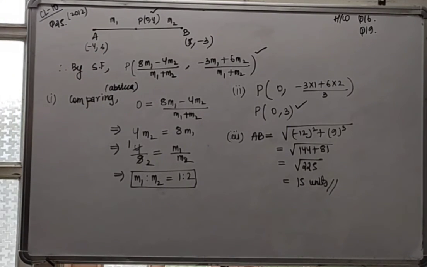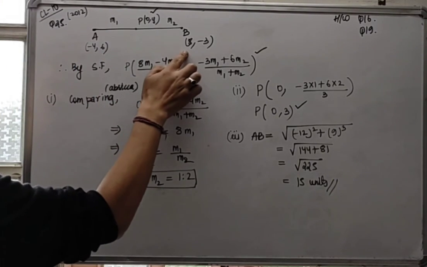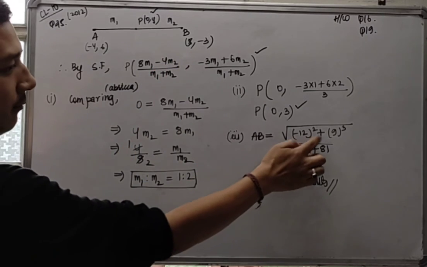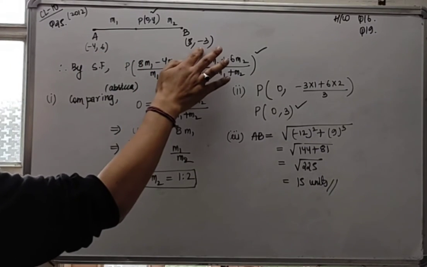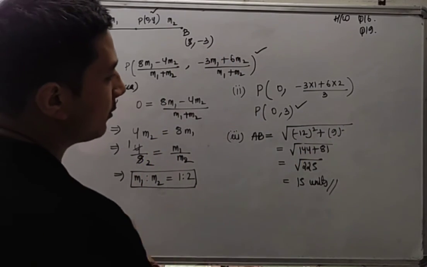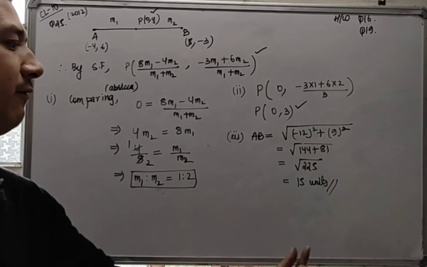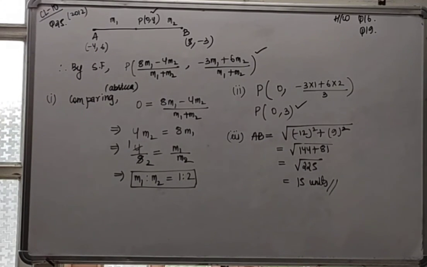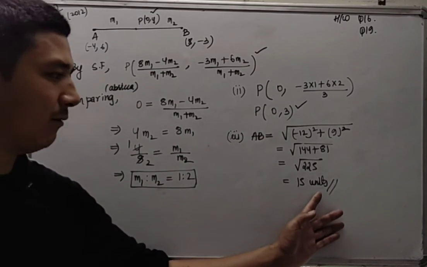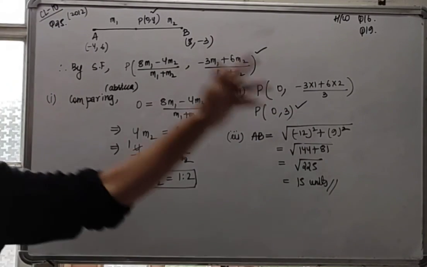And the last one is the distance between AB. So use the distance formula. The distance formula is this: -4 minus 8 means -12 whole square, plus 6 minus of -3 means 6 plus 3, which is 9 square. So therefore this is 144 plus 81, which is 225, which is 15 units. Okay, so this question actually we have already done before, a similar one, right? So hence please do note down number 25.